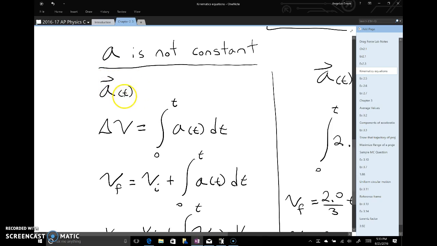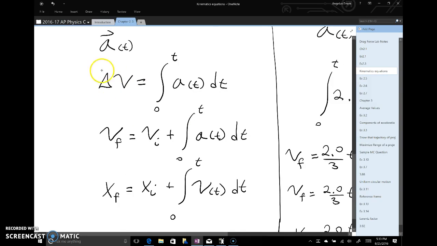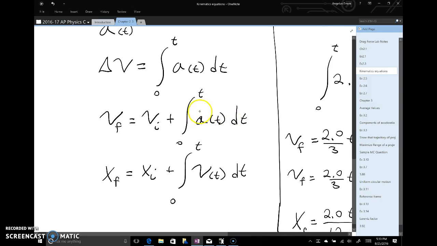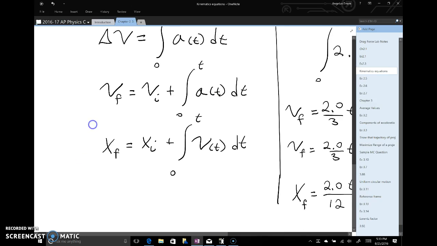So here's an example. Let's say that our acceleration is a function of time. We take the integral of the acceleration from 0 to t, and that gives us our change in velocity. We can split this apart into vf minus v initial and rearrange it, and we get this. So whatever our acceleration equation is, we need to take that integral from 0 to t, and I'm going to show you an example in just a second. If I wanted to find the change in position, then I need to take the integral from 0 to t of the velocity function with respect to time.